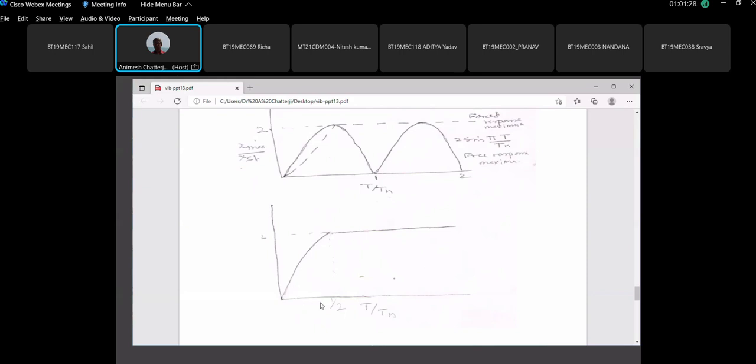So if the T by Tn ratio is somewhere here, the system is better because vibration amplitude is less. But if the T by Tn ratio is after this point, then system vibration amplitude will always remain equal to this. After that, however much it increases, there is no difference in the maximum vibration amplitude.